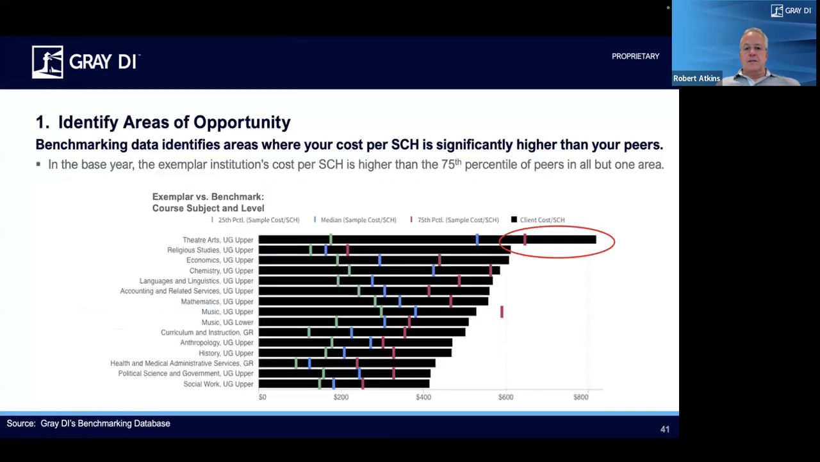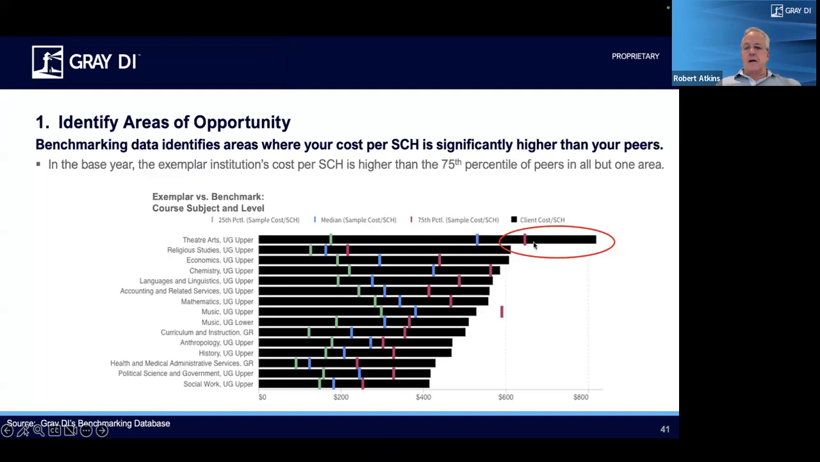And another way to look at this is simply to cut it by course and find your expensive ones. Now, recognize that some things are just plain expensive. If you want to teach theater, it is the most expensive thing in our data set. So it won't be surprising if your theater courses, in this case, we're looking at theater arts, upper grade level, undergraduate, upper level. So that's 300 and 400.